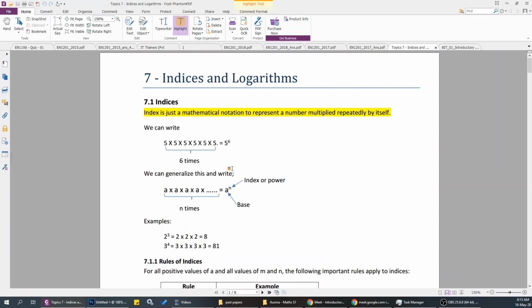Okay, anyway, yeah, index is just a mathematical notation to represent a number multiplied repeatedly by itself, and the word indices is the plural term of the word index. And I said that when you have to write something like 5, now in this example you can see that 5 has been repeatedly multiplied by itself 6 times. In that case we can write it as 5 to the power 6. This is the usual notation that we use, right?